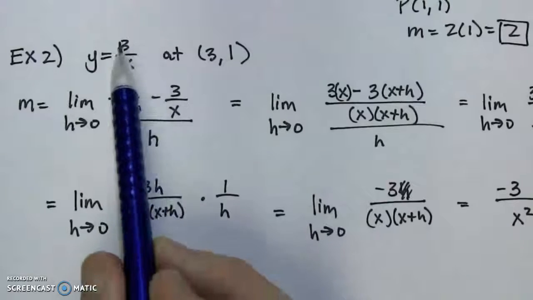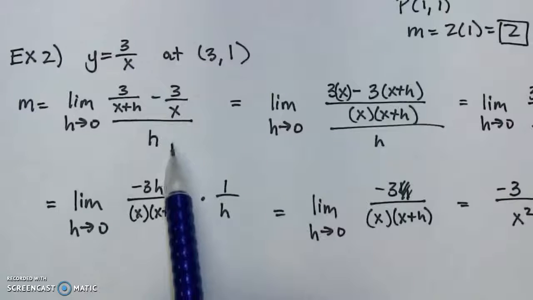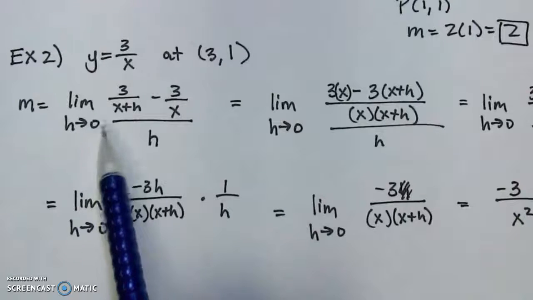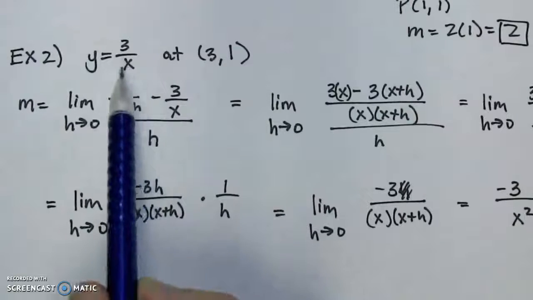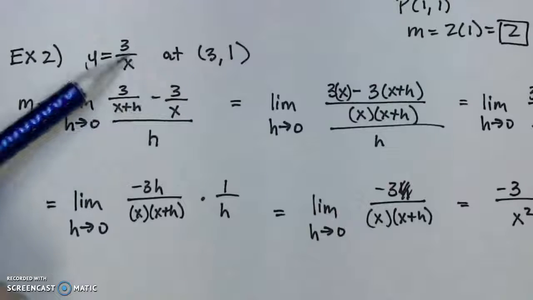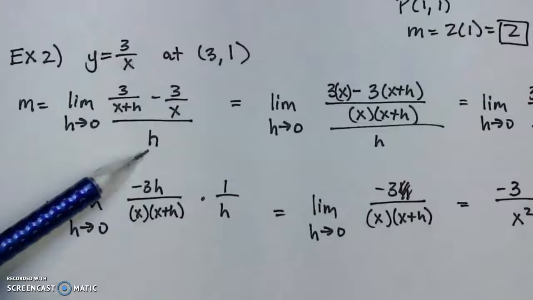So we've got the function 3 over x at the point (3, 1). This is what you should have when you set up your function. You should have the limit as h approaches 0. You have x plus h in for your input variable x, minus the whole function with just x plugged in for x, all divided by h.